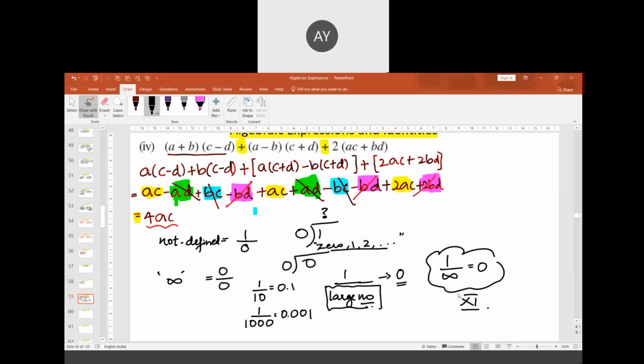Sir, how is it 0? 1 by infinite will be near to 0. There is a chapter called limits in class 11th. You are going to learn this concept for the first time. 1 by a very large number is nearly equal to 0.